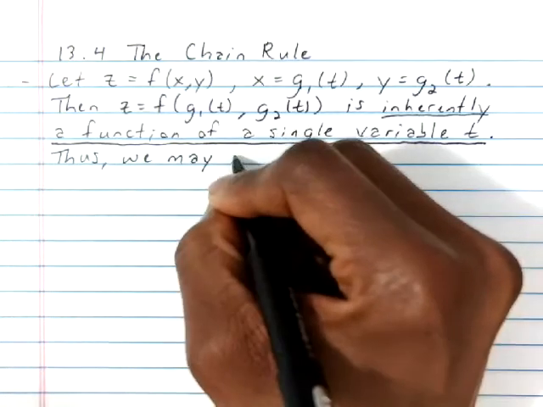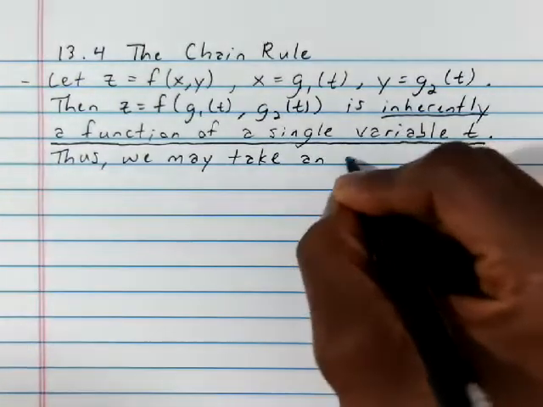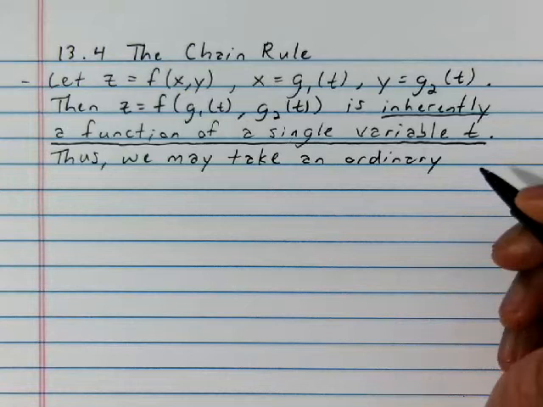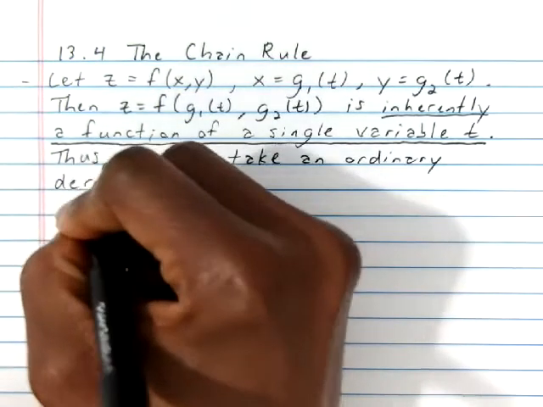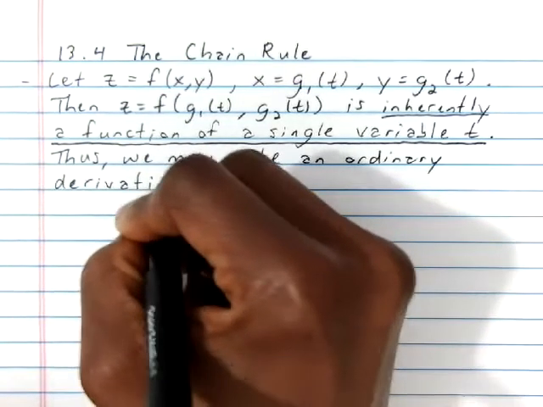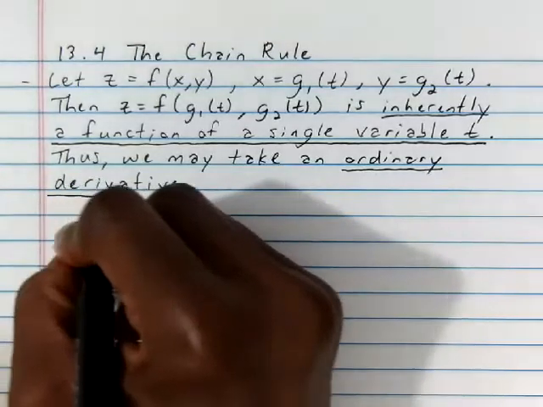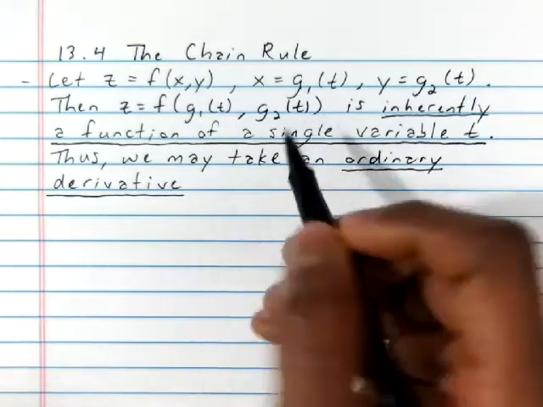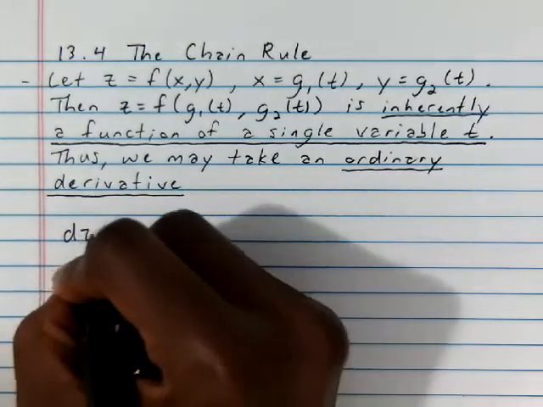So thus, we may take an ordinary derivative. Ordinary in the sense that we've been taking partial derivatives, and now we're going to take an ordinary derivative. It will still require us to have a knowledge of partial derivatives, though. So if it boils down that your function of two variables is actually just a function of one variable, then we can take an ordinary derivative, dz dt.